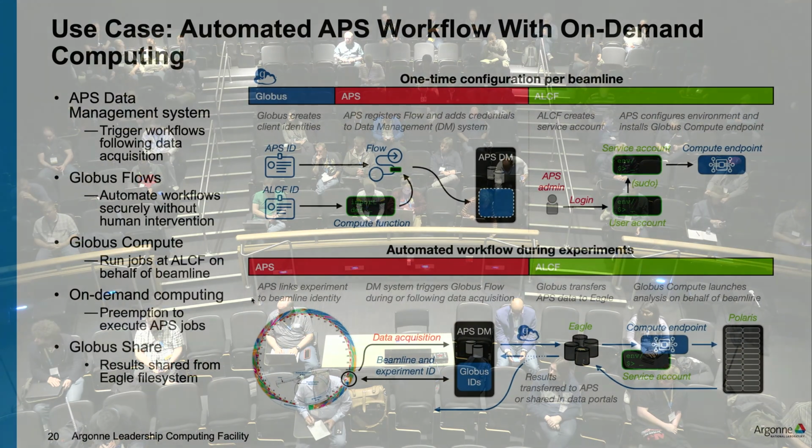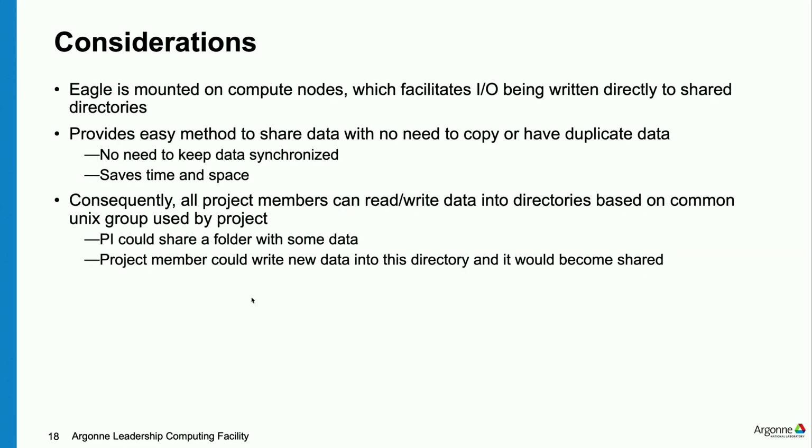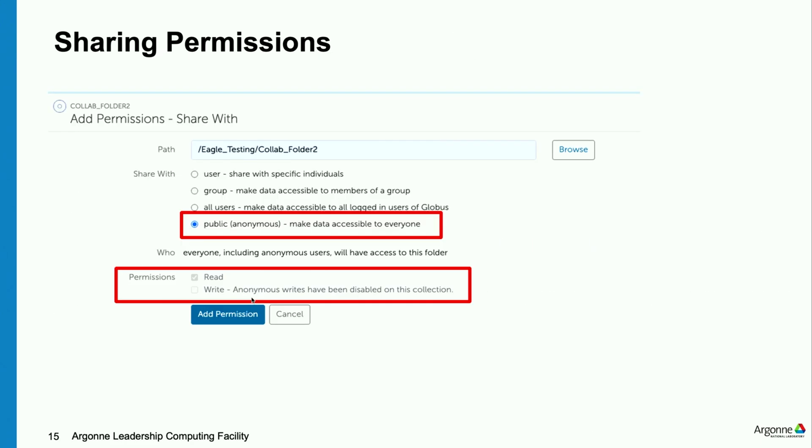I have two. So what happens down the road when you have Aurora operational? Will that Eagle point be replaced with Daos and Polaris will be replaced with Aurora in this workflow? We can do that. We can do that.